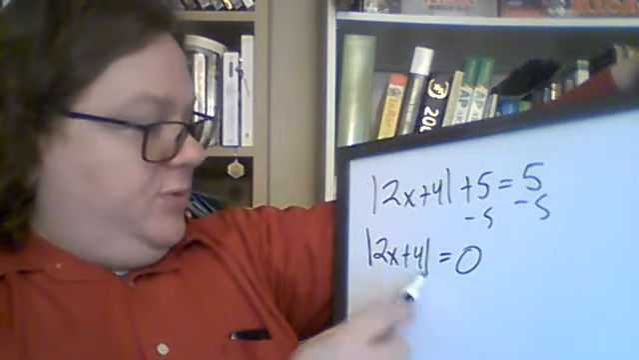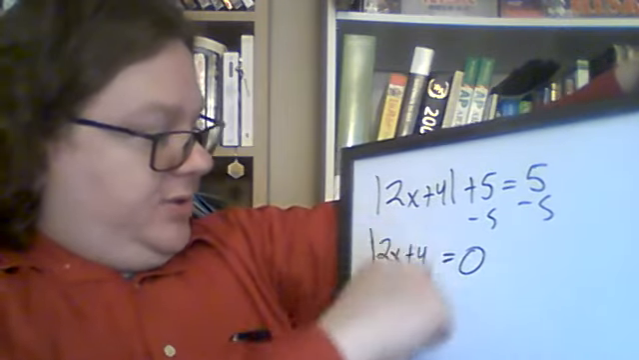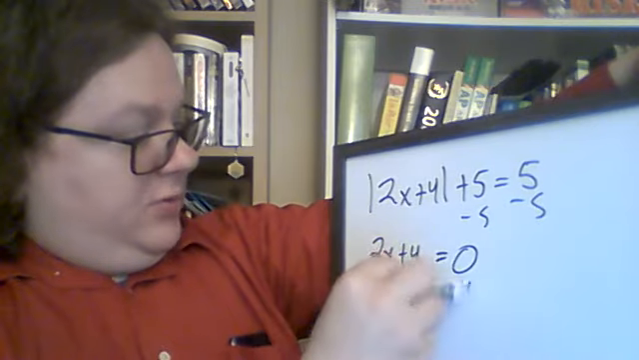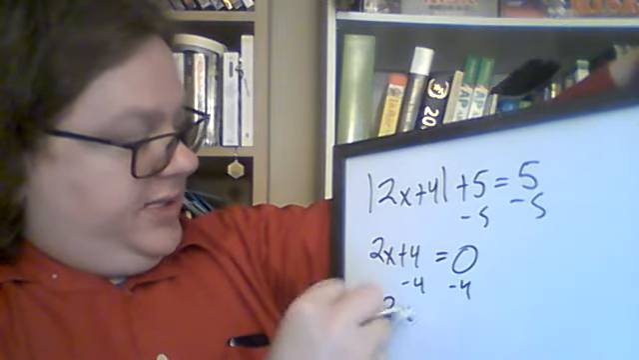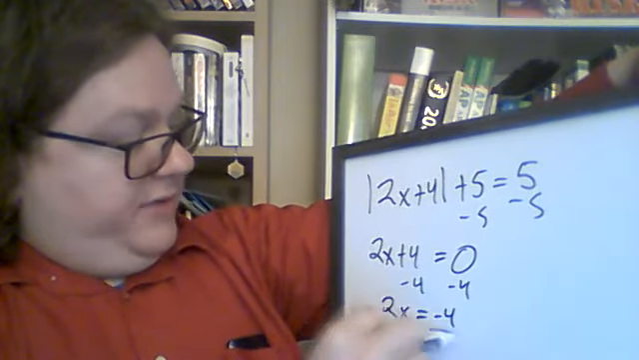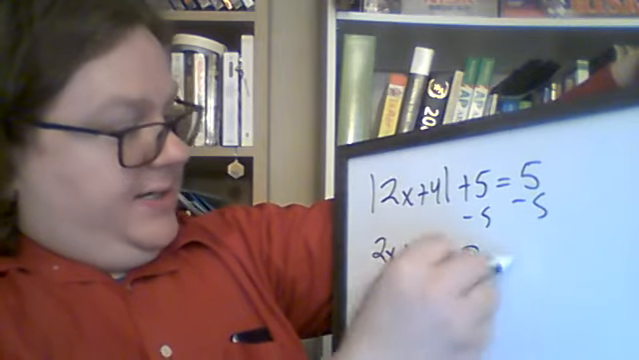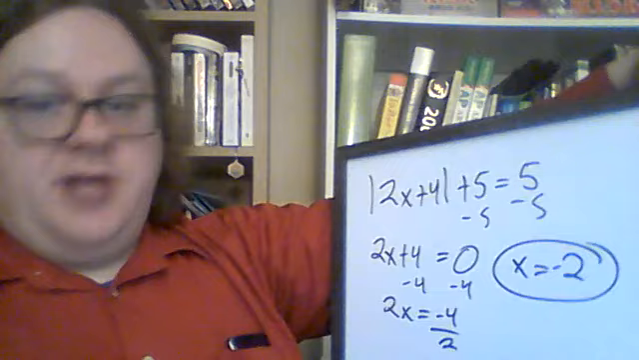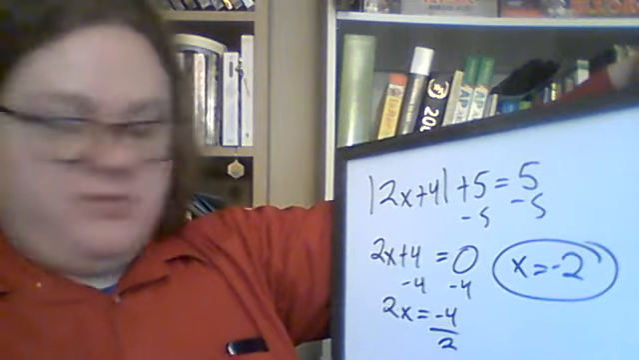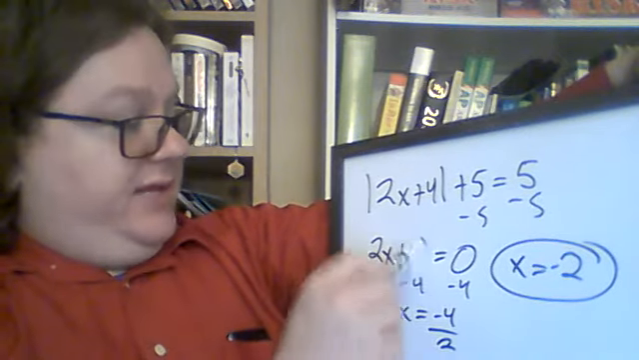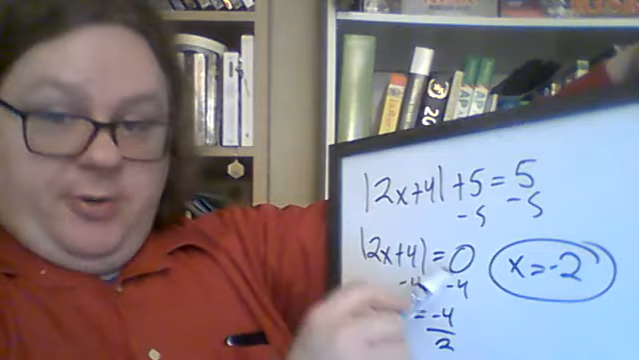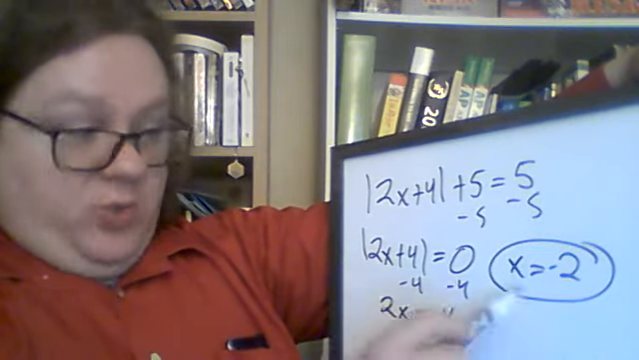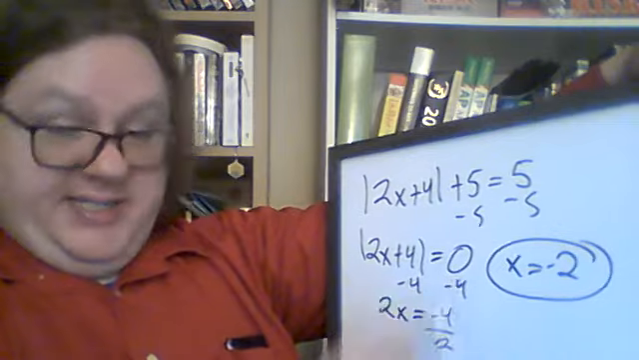So 2x plus 4 equals 0. We get rid of the bars. We go minus 4, 2x equals minus 4, divide by 2, and x equals negative 2, and that's it, and you're done. So whenever you've got the absolute value bars and then there's a 0 on the other side, that's kind of what you want. It's easier that way. It's simpler. There's only one solution when the other side is 0.